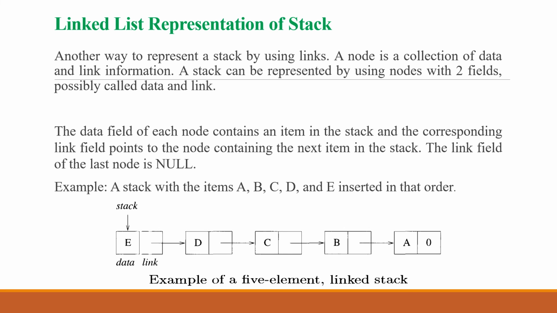In the linked list representation, first we have to create the node. The node contains two different parts. The first part is a data field. The second part is a link field. The data field contains the information, either A, B, C, D, or E, and the link part is the address of the next node. This is an example of five elements in the linked list representation of a stack.